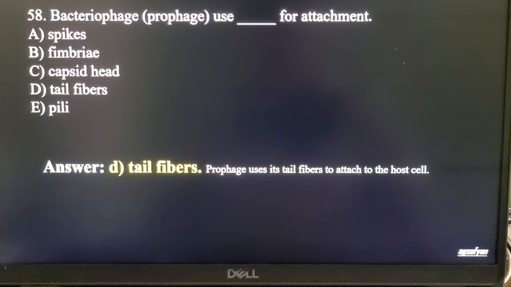How about fimbriae? Remember, fimbriae are for bacteria, not for viruses. The capsid head is not used for attachment in bacteriophage. They use the tail fiber. Pili are part of the bacteria, not viruses, and pili are used to transfer genetic material.